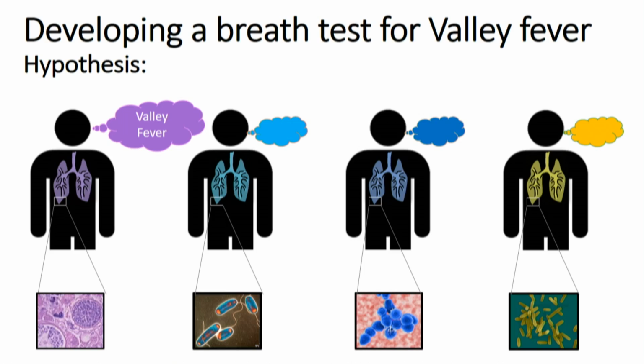So I want to tell you about the work that we're doing in developing a breath test for valley fever. The grounding hypothesis of this work is that when you have a different pathogen in your lung, that pathogen is producing unique metabolites that show up in your breath, but so are you. Your host immune response to that pathogen is going to differ on a pathogen by pathogen basis. And so by looking at the chemistry in the breath, we hypothesize that it will be reflective of the pathogen in the lung.